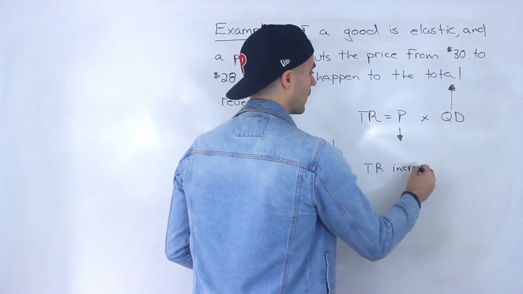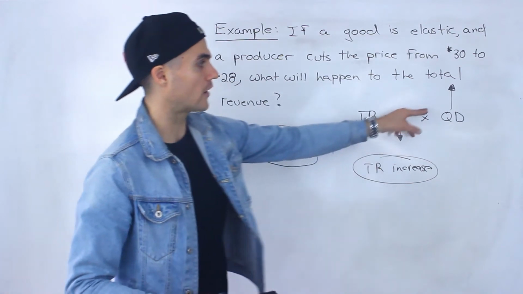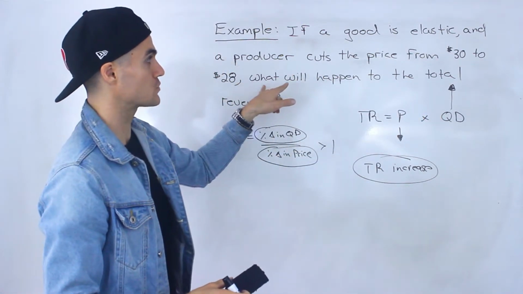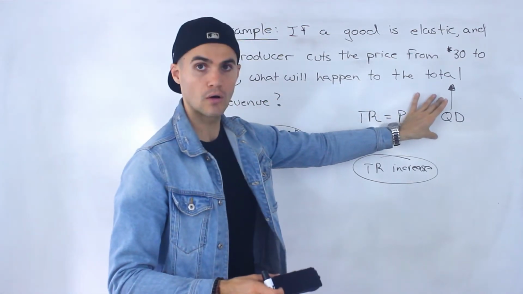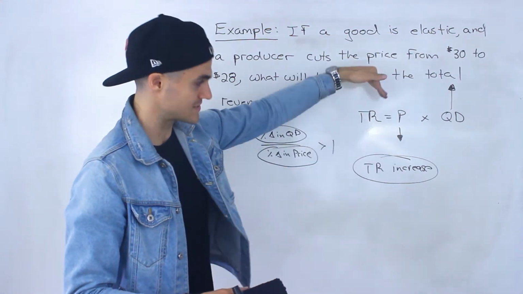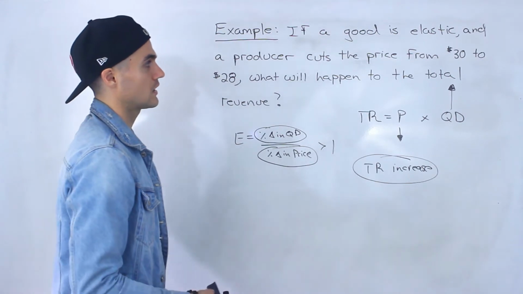We don't know by how much because we weren't given how much that quantity demanded is increasing. We weren't given the quantity demanded figures. We were just given the price figures. But we do know that the percentage change in quantity demanded is going to be greater than that percentage decrease in price. So overall, total revenue is going to increase.